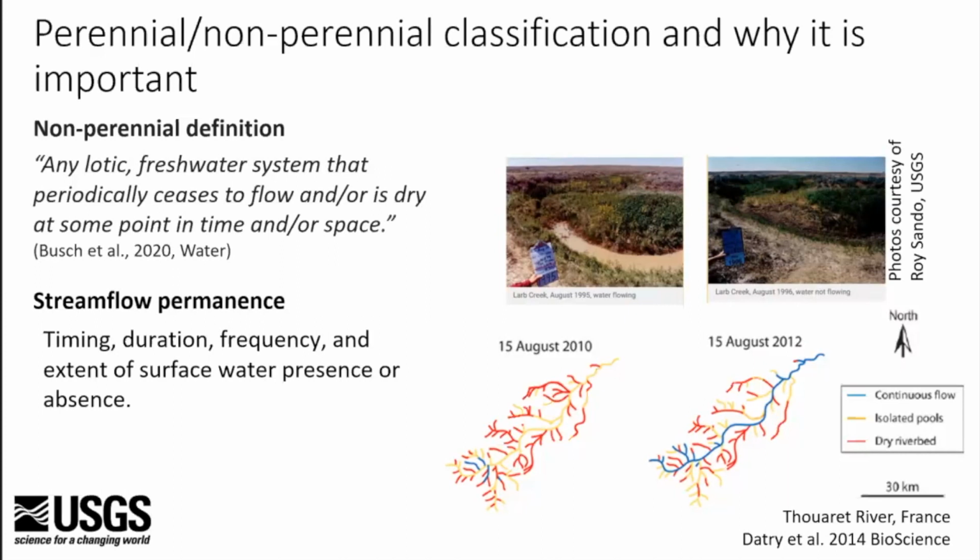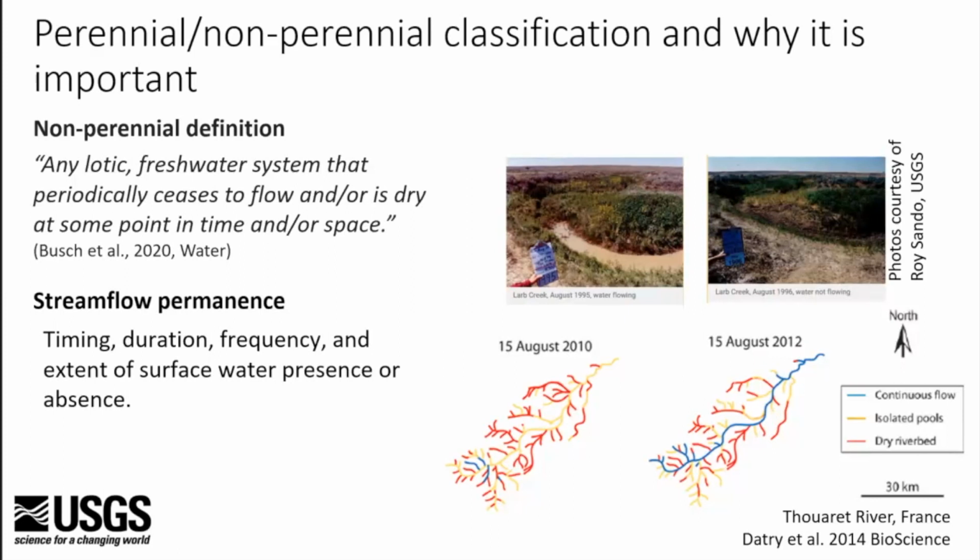And so these networks can expand and contract over different time scales, and at a given location, this is a picture where one year you have flow and another year you don't have flow. For today, I'm just focusing on the classifying of non-perennial. And the key phrase is at some point in time or space.